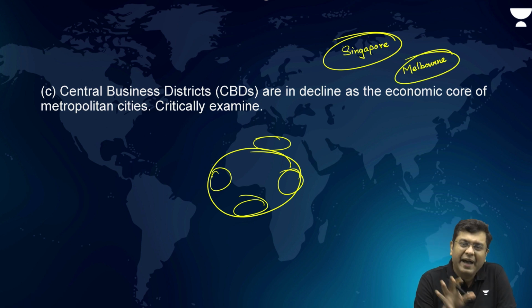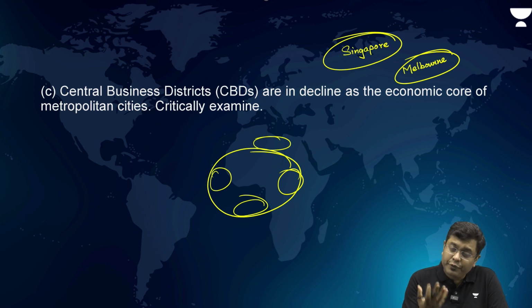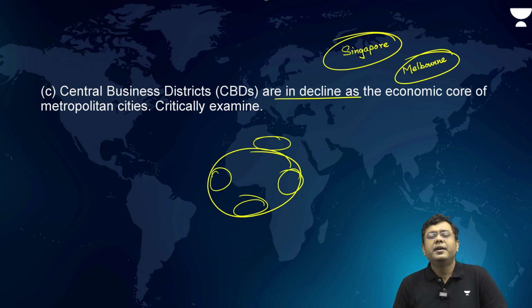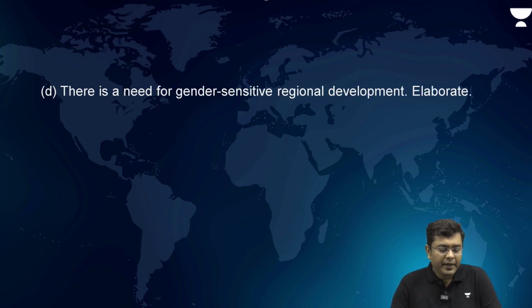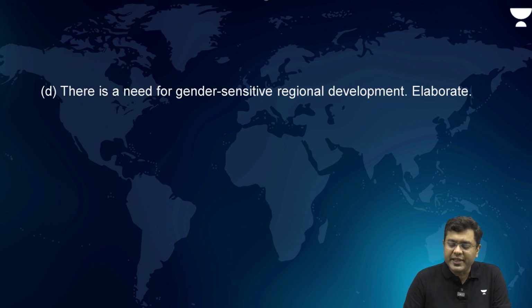So while you will have examples, first of all you have to talk about the fact that yes, this statement is correct and the CBDs are in decline because of the expansion of the urban population, expansion of the urban areas, but then in certain areas they are still relevant and they still hold intact. Okay?